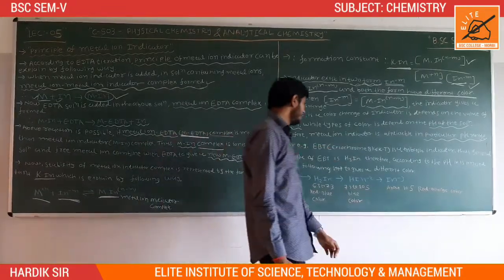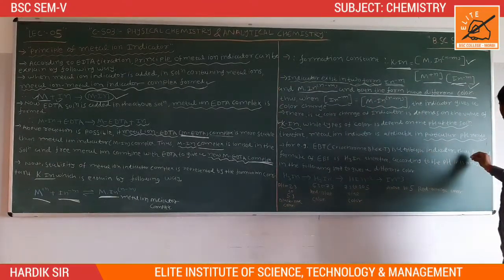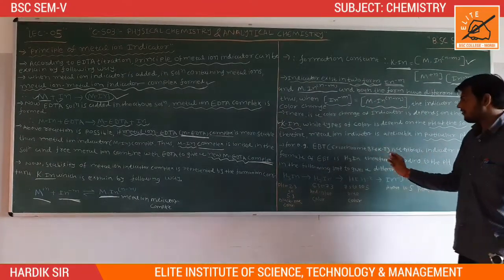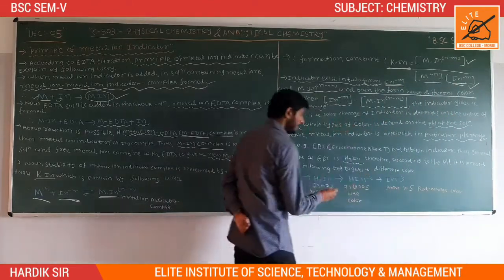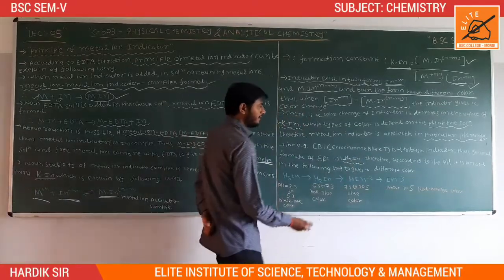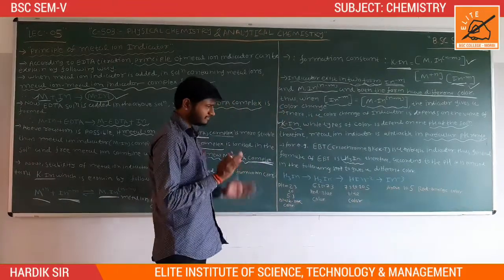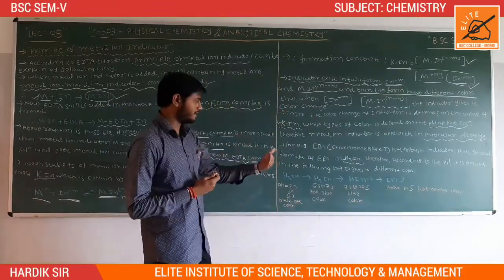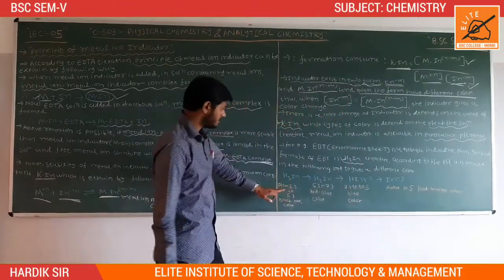It contains a tri-basic indicator. Thus, the general formula of EBT, Eriochrome Black T, is H3In. According to the pH, it is ionized. So the ionization process is formed in the following steps.